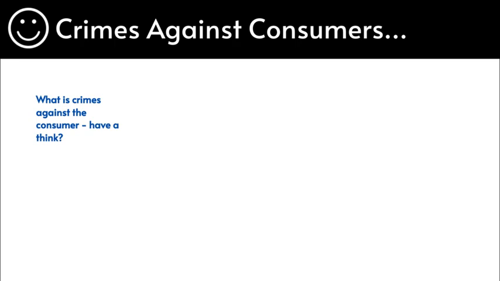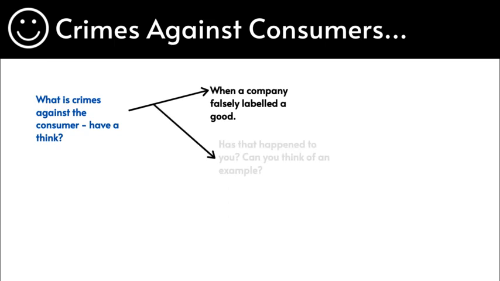So we have different examples here, and these are two examples which I'm going to be giving, and I hope you use these within your exams because they're very legitimate examples, okay? So let me just do a quick definition before. So, crimes against consumers occur when a company falsely labels a good.